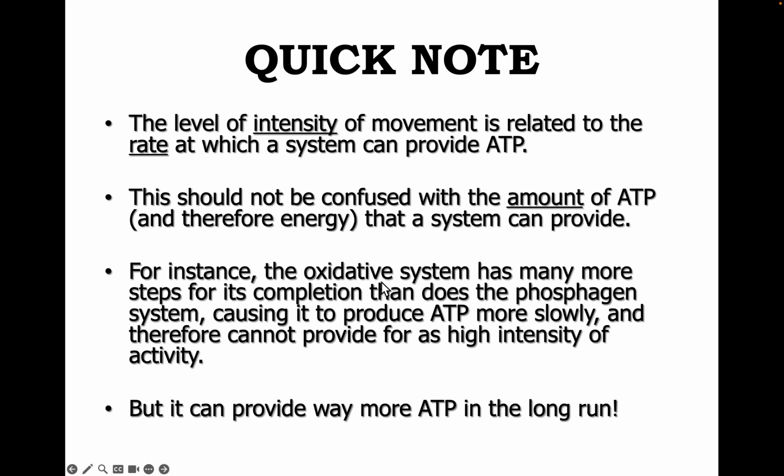Here's one example. The oxidative system, the aerobic energy system, has a lot more chemical reaction steps in it than the phosphagen system does in order to go through the entire energy system. Meaning that the oxidative energy system produces ATP a lot more slowly, and therefore cannot provide as much ATP for high intensity activity as the phosphagen system. However, the oxidative system can provide a ton more ATP in the long run compared to the phosphagen energy system. And we'll talk about these a little bit more in the coming slides.